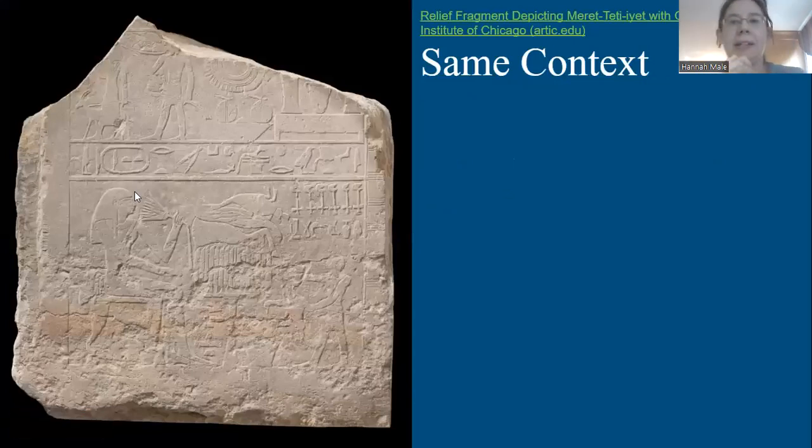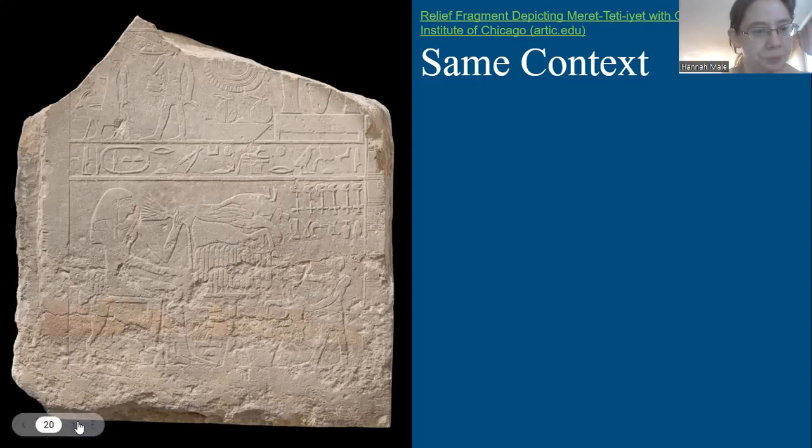This came from that same tomb, so it's another relief fragment from the same woman's tomb. You see her again here, and she is being brought more offerings, and there are more offerings and good things piled up on the table there.